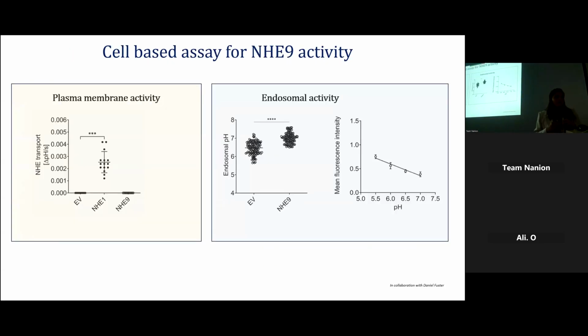We also did some cell-based assays in collaboration, and they could clearly see that when they express NHE1 and NHE9 both to the plasma membrane, NHE1 is active and NHE9 is completely inactive, which makes sense because PI3,5P2 is not present in the plasma membrane, so the protein is not active there. But when you express this protein to endosomes, it becomes active again because now you have the lipid around. And we also tested the pH change, and we could see that the pH drops from 7 to 5.5 when this protein is expressed to the endosomes.